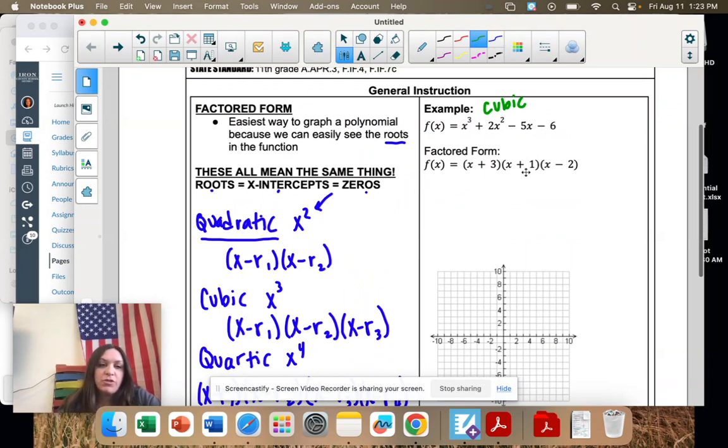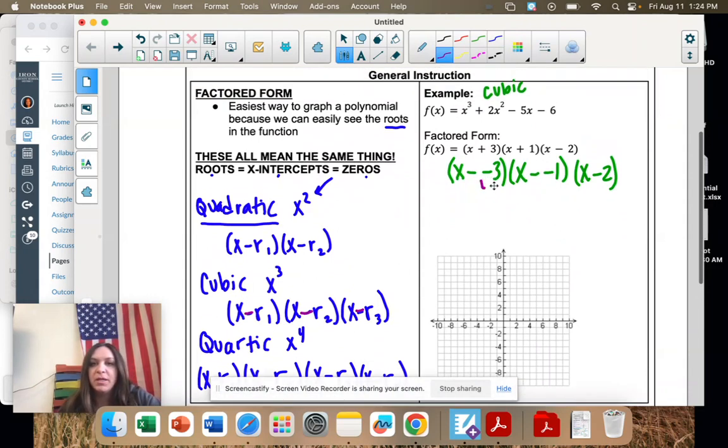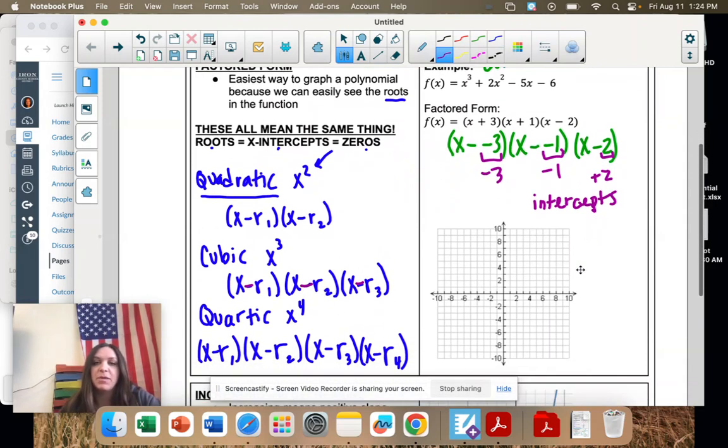So remember, the roots are the opposite signs. So we would rewrite this as like x minus -3, x minus -1, and x minus 2. The roots always come after a negative. That's why on all of these I wrote a negative. So on this, the root would be -3, -1, and then just +2. Those are our intercepts, our roots, our zeros. You're going to hear it a lot of different ways. You just need to know those mean the same thing.